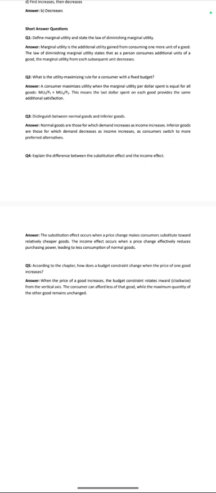Question number 5. According to the chapter, how does a budget constraint change when the price of one good increases? Answer. When the price of a good increases, the budget constraint rotates inward, clockwise, from the vertical axis. The consumer can afford less of the good, while the maximum quantity of the other good remains unchanged.